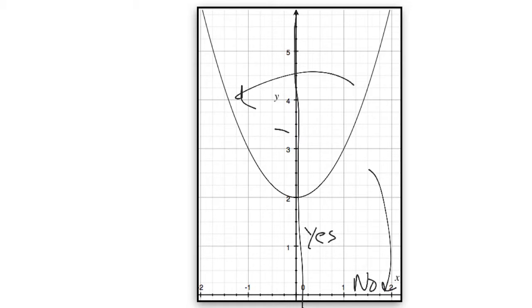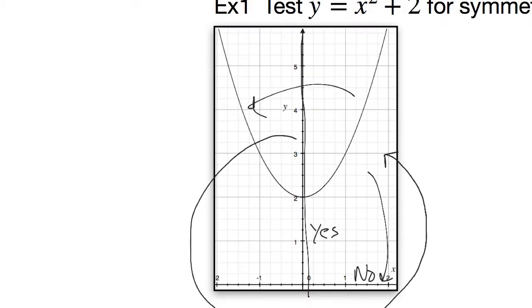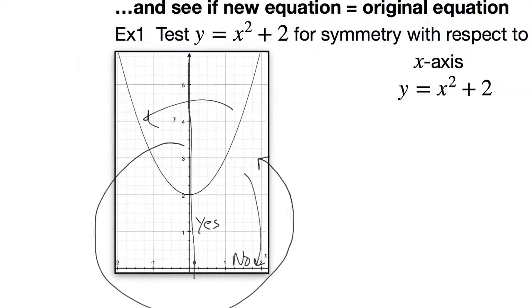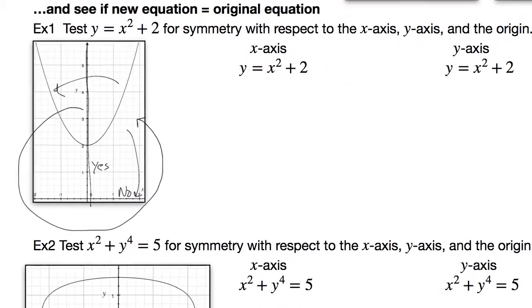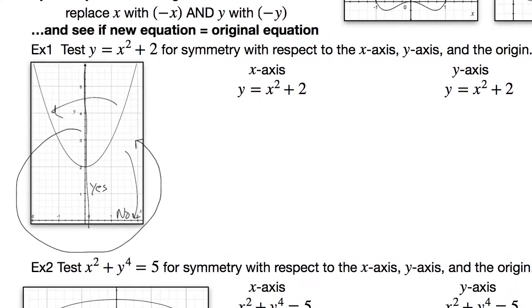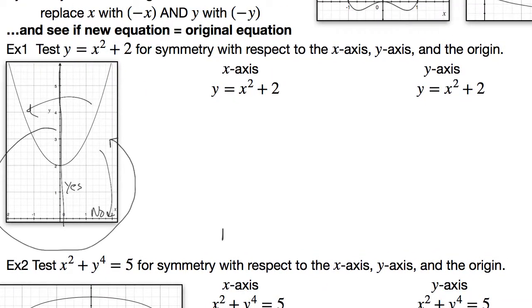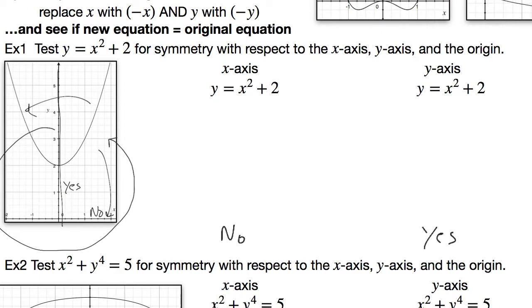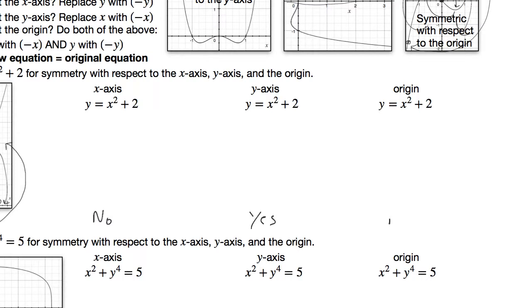And if you try and rotate it around the origin, you wouldn't get any copies until you get back 360 degrees to the original. So just right away, visually, I'm going to say that it is not symmetric about the x-axis, it is symmetric about the y-axis, and it is not symmetric about the origin. Visually, I'm going to say that those are the answers.